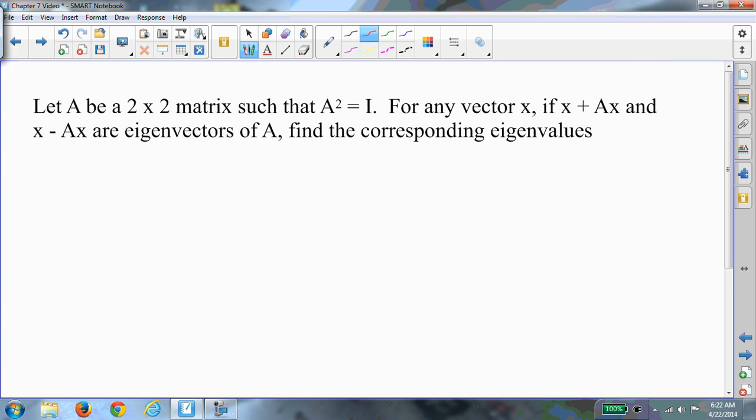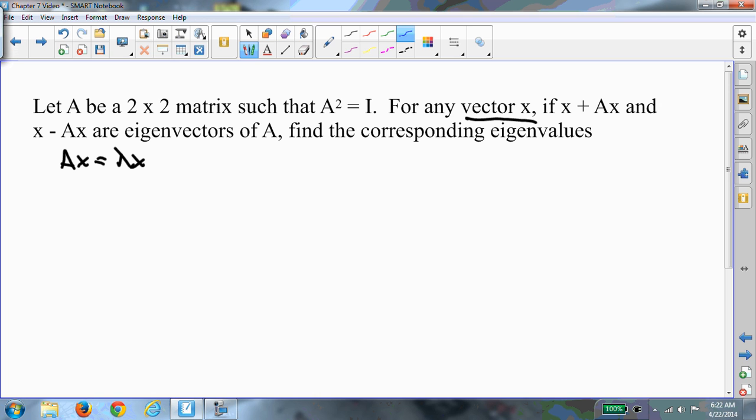Now I want to just do some quick properties to review that as well. So A is a 2 by 2 matrix such that A squared equals I, and I want to come up with eigenvalues for x, x plus Ax, and x minus Ax. So let's start from the beginning. Now I think I'm going to have to do some of these in general. So for example, for any vector x, that would be Ax equals lambda x. But now I'll go ahead and work on the next two.